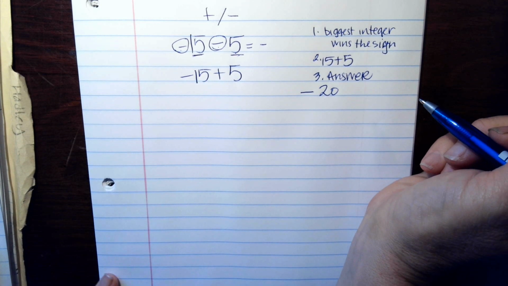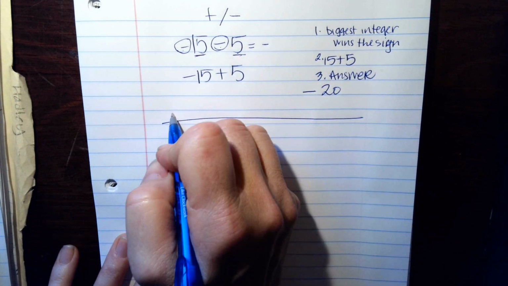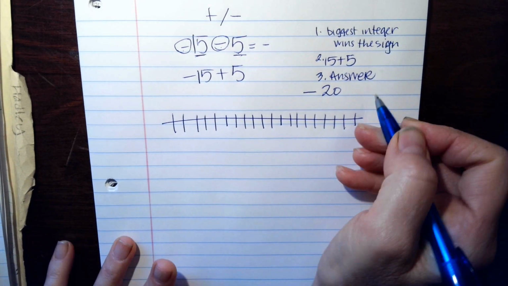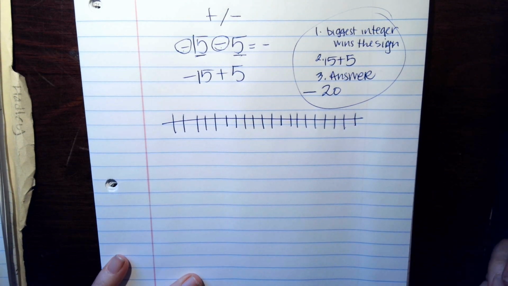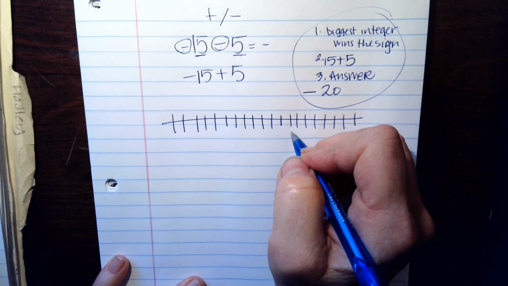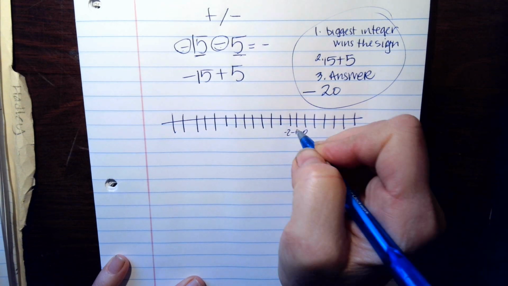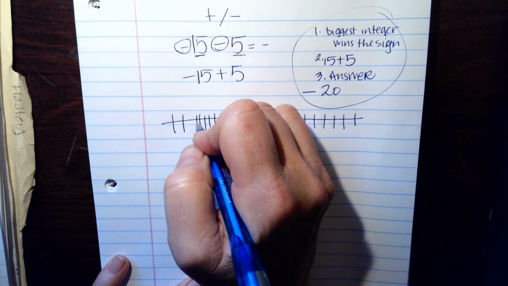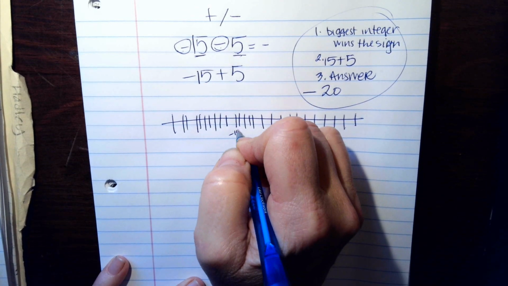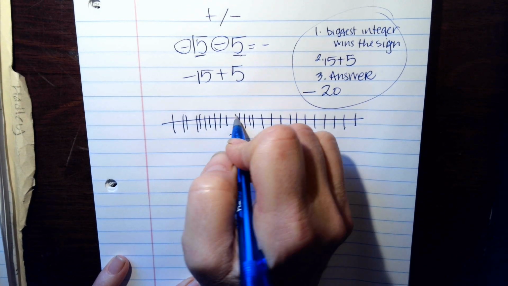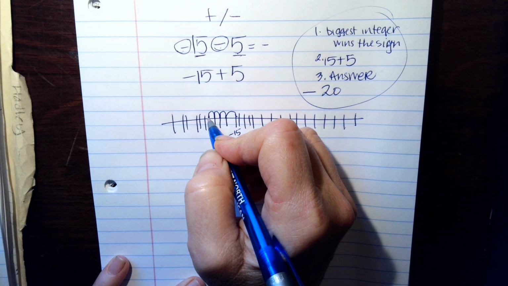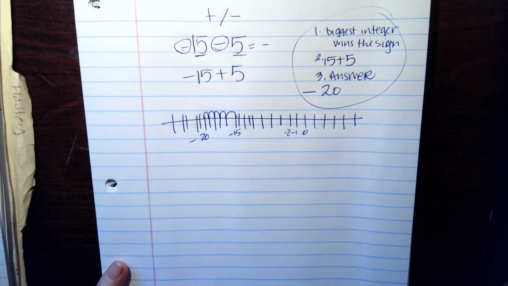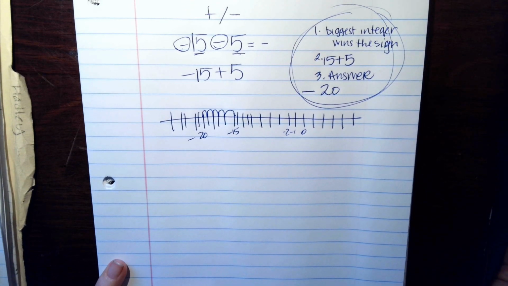Now, you can use a number line. I think it's a lot of work. But if that helps you and you really can't get the system down, then use a number line. So a number line would be, say this was 0, negative 1, negative 2, negative 3, 4, 5, 6, 7, 8, 9, 10. So say this was negative 15 right here. To go negative 5 more is to go 16, 17, 18, 19, 20. And then you're at negative 20.